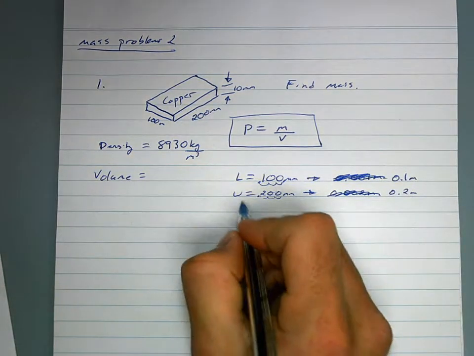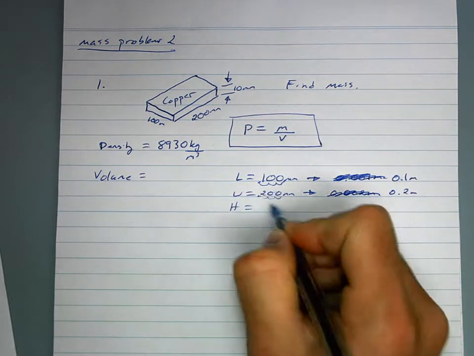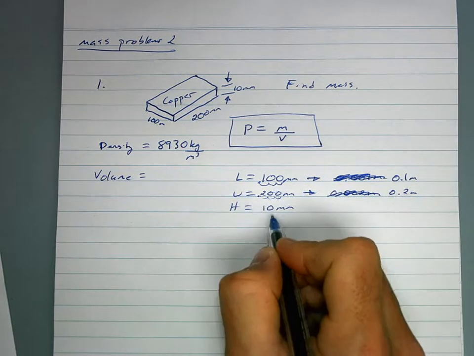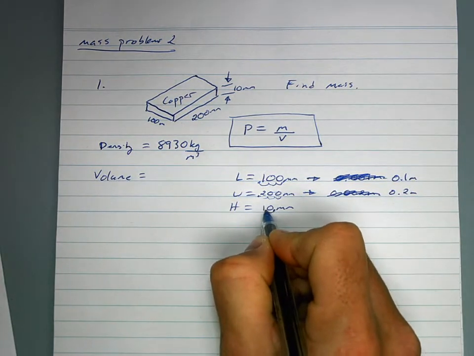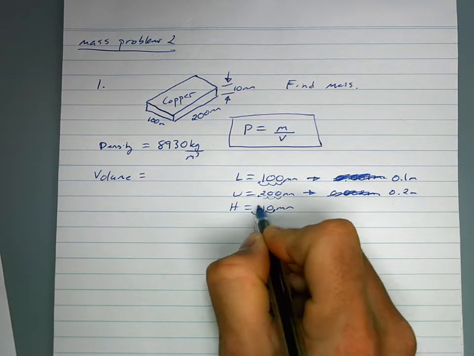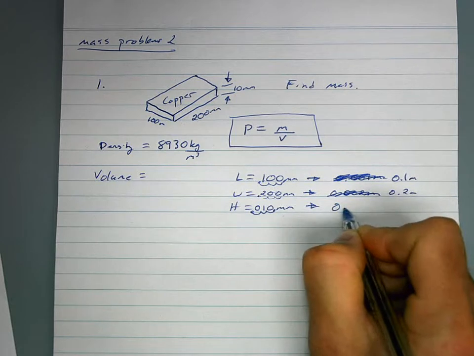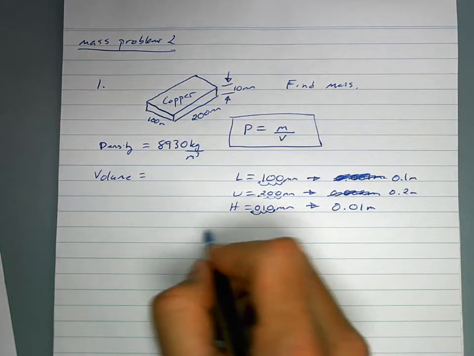Alright, now if we get the thickness, so let's call that the height, we have 10 millimeters. So we need to move the decimal spot 3 places to the left. So here's our spot 1, 2, 3. So we need to add a 0 in there. So now we get 0.01 meters.